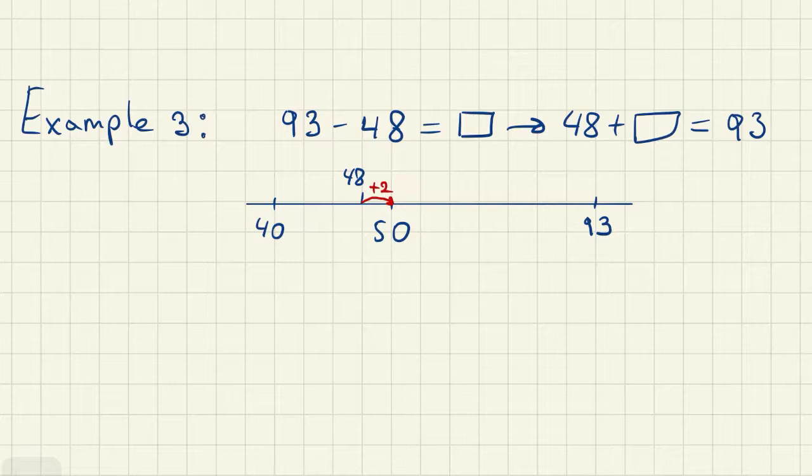And then from 50 to 93, pay attention here, we have to add 43. So we go plus 43. Plus 2 and plus 43 together give us 45, which is going to be our answer.